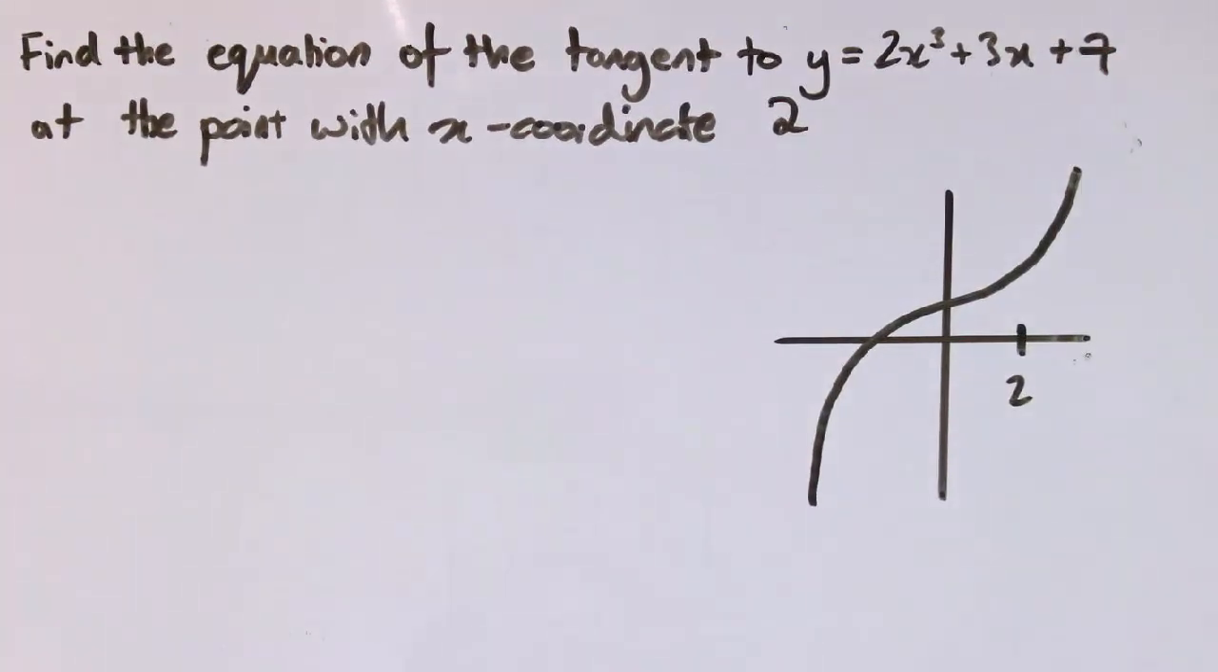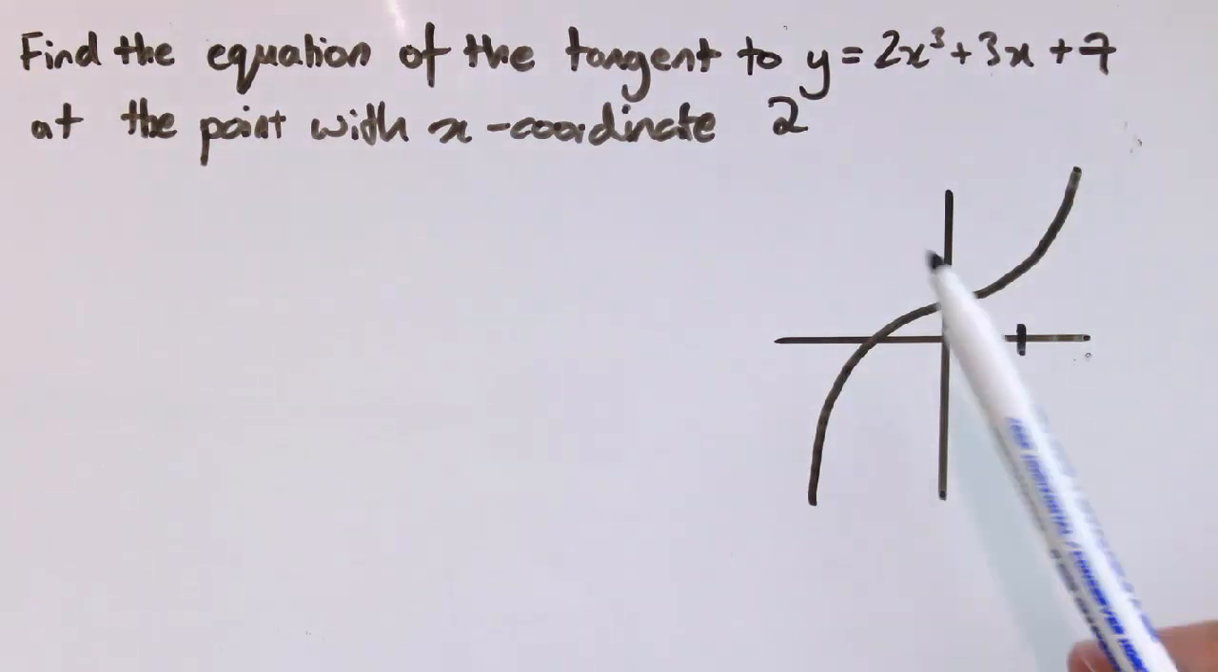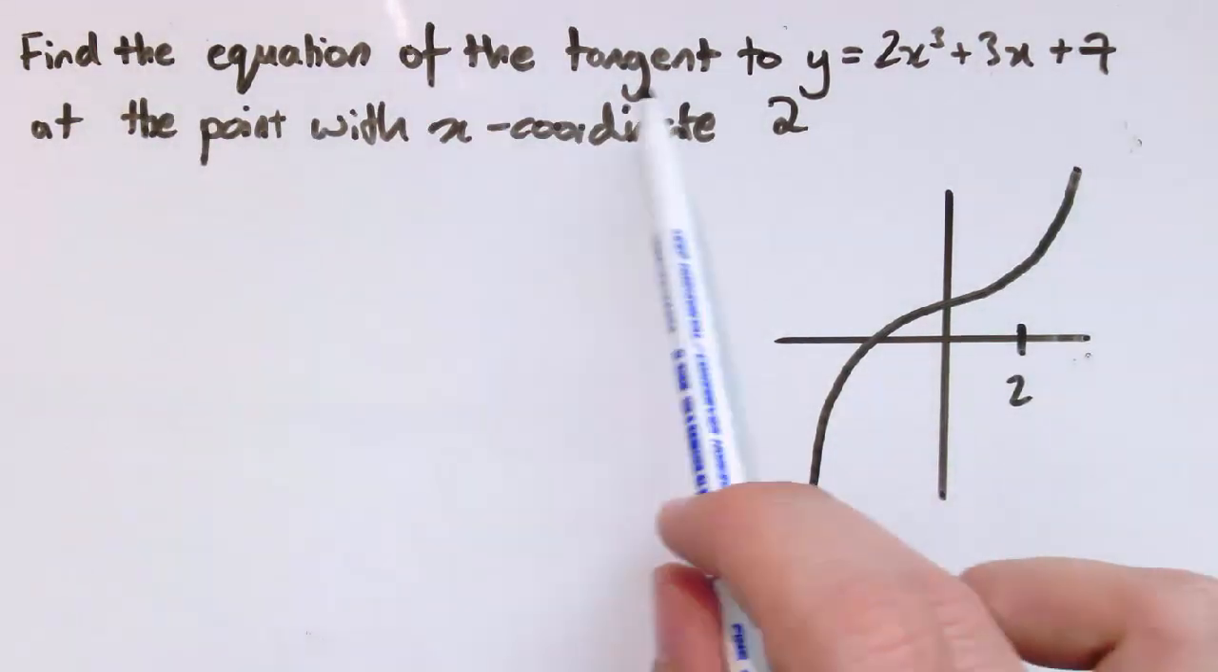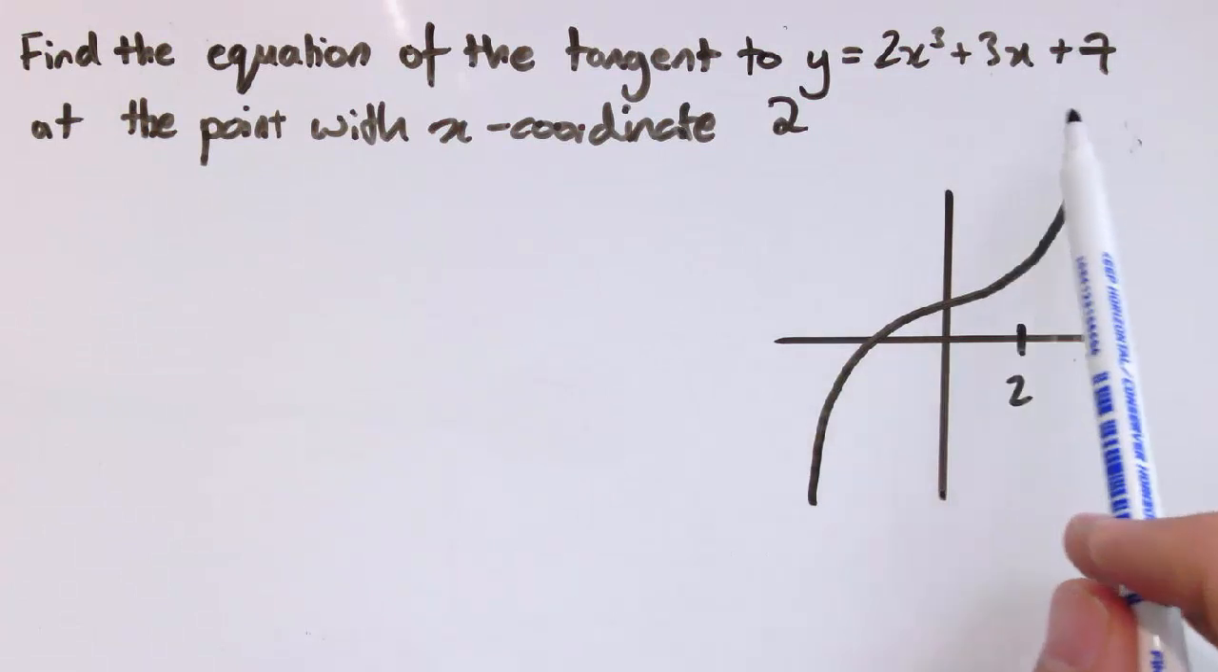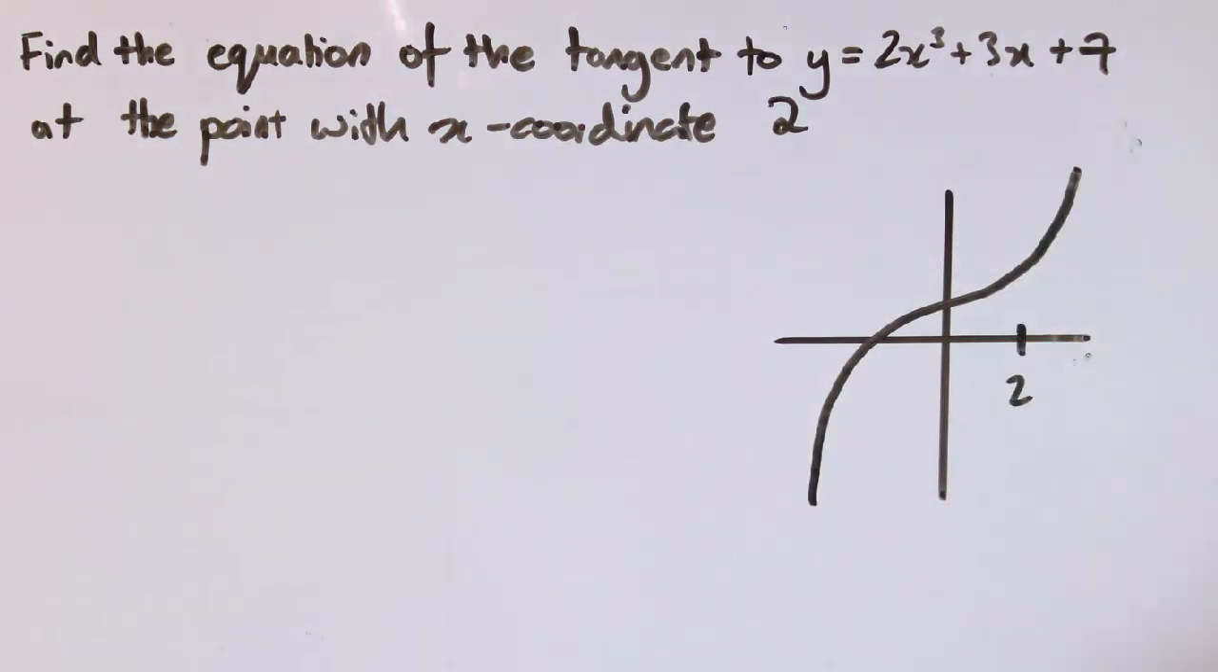So in this video we're going to look at how to find the tangent to a curve using differentiation. Now we need to remember what we mean by a tangent. So I want here the equation of the tangent to y equals 2x cubed plus 3x plus 7 at the point with x coordinate 2.